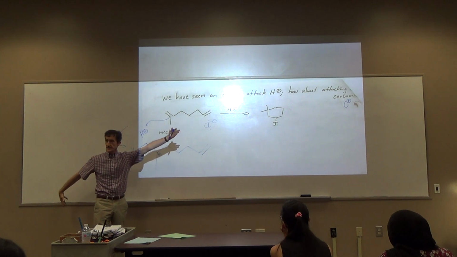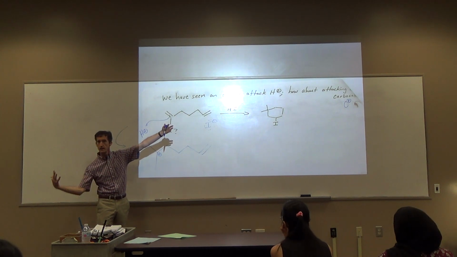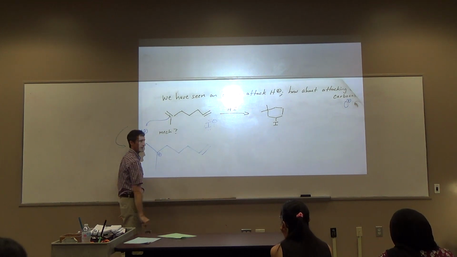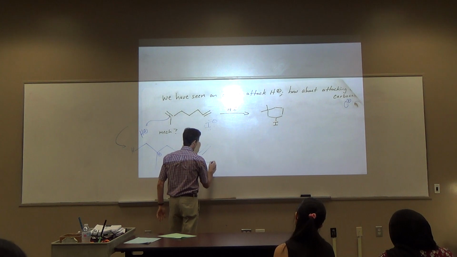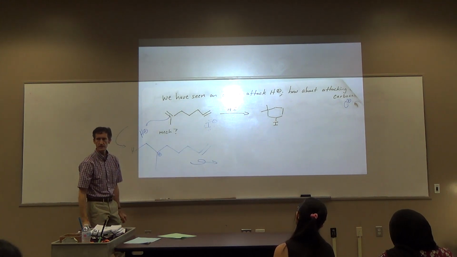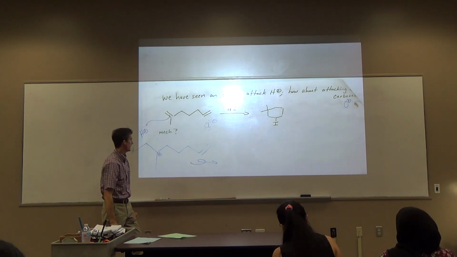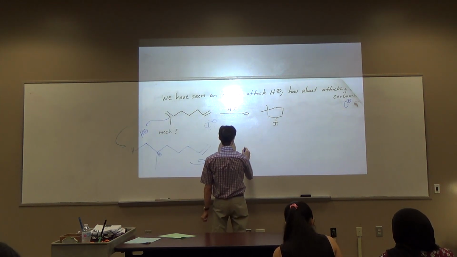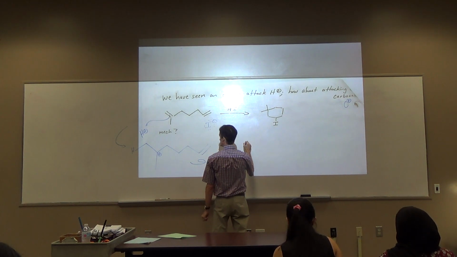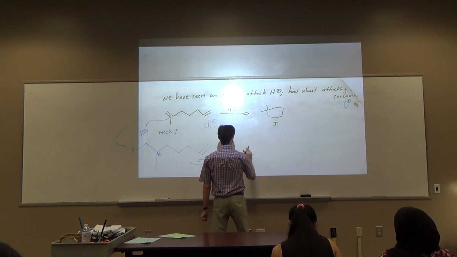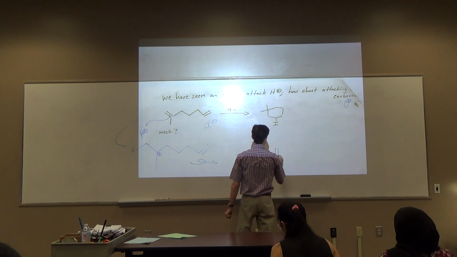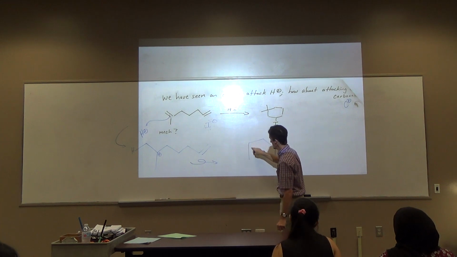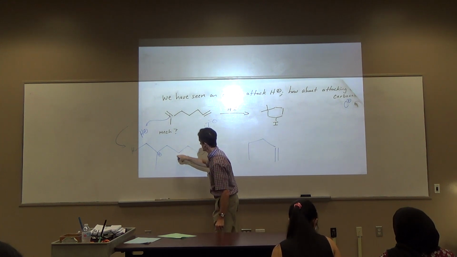Can this hand clap this hand? These bonds can all rotate. What if we redraw this, okay? That's usually my indication for some type of rotation or something. All right. What if we redraw this? Alkene, carbon, carbon, carbon. Alkene, carbon, carbon, carbon.